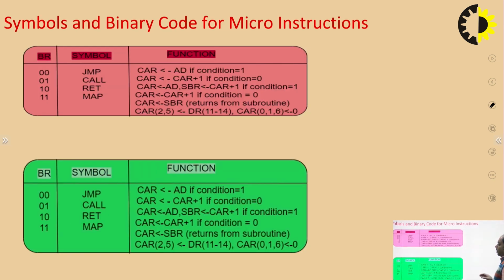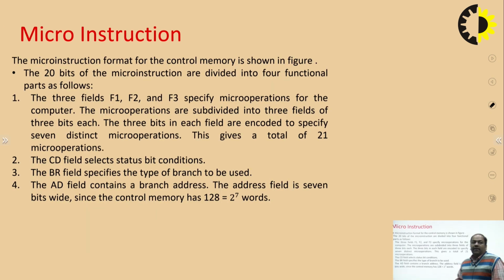And now we come to the micro instructions, which are for the branching symbols. These binary codes are for branching, in which 00 represents the jump, 01 represents the call, 10 represents the return, and 11 represents the mapping. And these are the same in both the symbols. So what is the micro instruction?